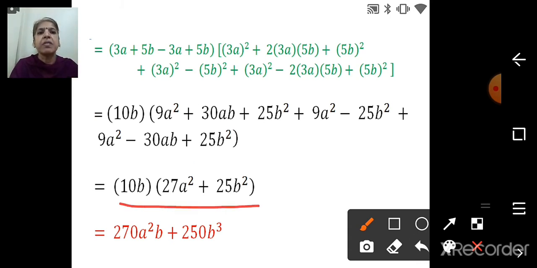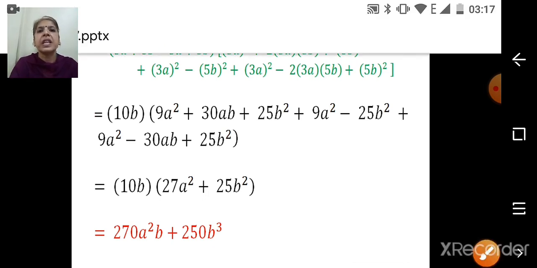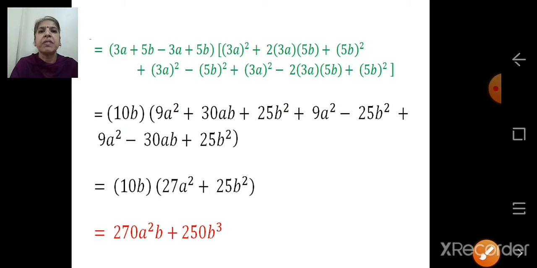Still children, we have to simplify. So we are going to open the bracket. 10 multiply with 27. So 10 into 27, 270. Then the variable part, that is a square b. So answer is 270 a square b. Plus now 10b multiply with 25b square. 10 into 25, 250 plus b cube. So this is the answer, 270 a square b plus 250 b cube.